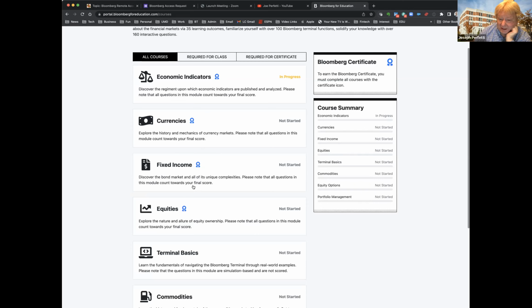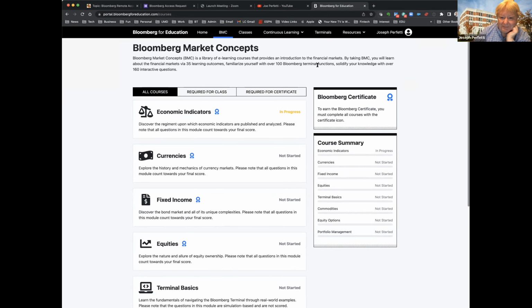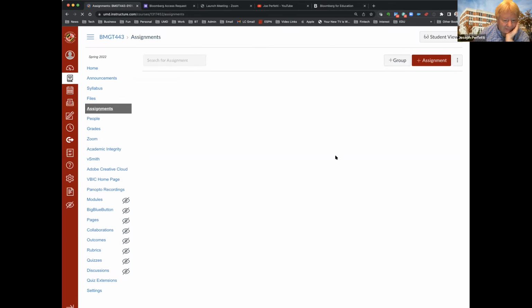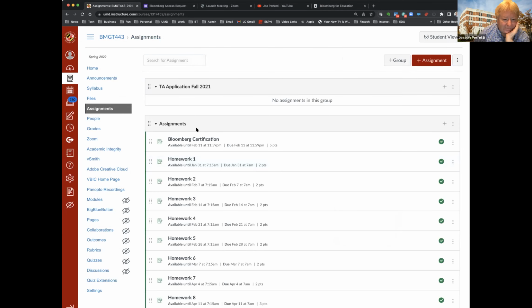Okay. So again, when you sign up for the portal, which you should be doing even right now, 2 things are going to happen in this portal. Number 1, once you sign up and you let me know about it in the Google form, I will be able to authorize you and then tell you that you can go back to the portal and access the terminal. And then number 2, you can also go to the portal and take your BMC certification, which is 5% of your semester grade and is due on February 11th at midnight.